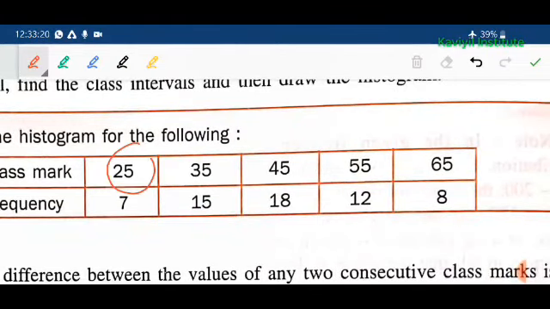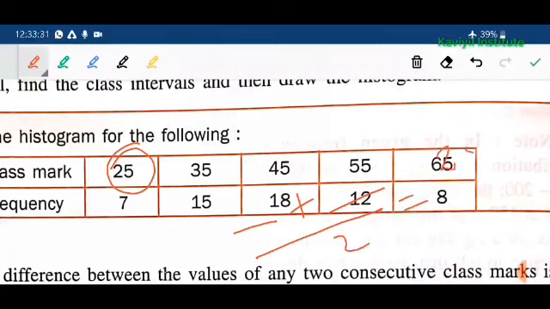Now it is 25. So how to make it? It is the mid value, right? So something plus something divided by 2 equals 25. Which means that if you add both, you will get what?